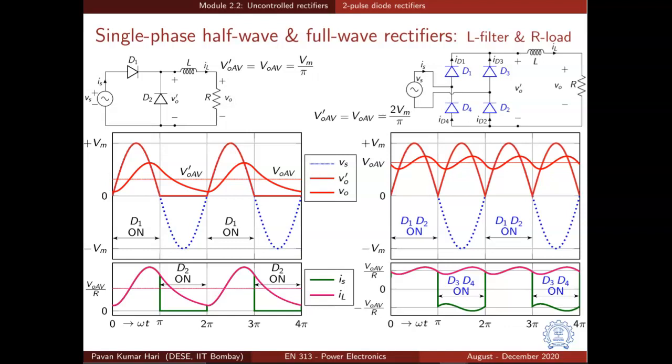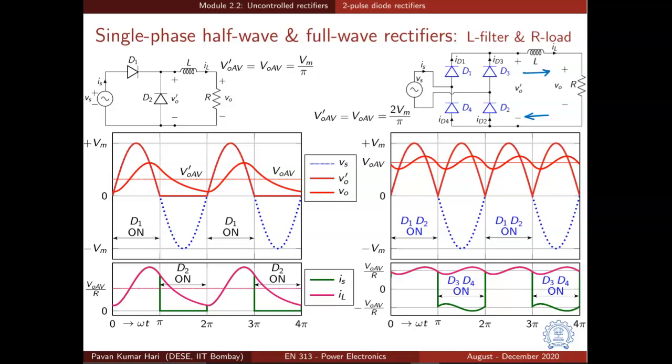Let us consider the case of a full wave rectifier connected to an R load through an L filter. Bridge rectifier is considered here because the waveforms of output voltage and input current will be identical, as explained already. So as long as the output current IL, the current through the inductor, is positive, D1, D3 are in common cathode connection, so one of them should conduct, and D2, D4 are in common anode connection and one of them should also conduct as long as the output current IL is positive.